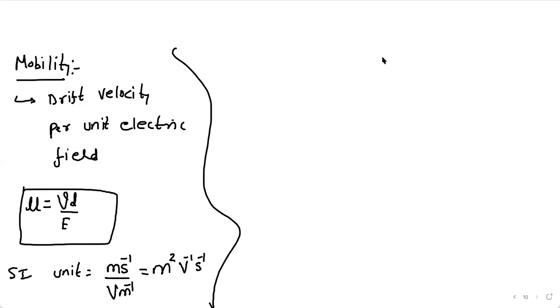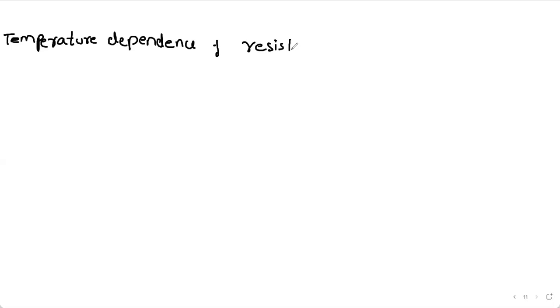After these definitions, the next is the temperature dependence, like how resistance varies with temperature. That's the last theoretical topic in current electricity: temperature dependence of resistance as well as resistivity, like how resistance or resistivity vary with temperature.